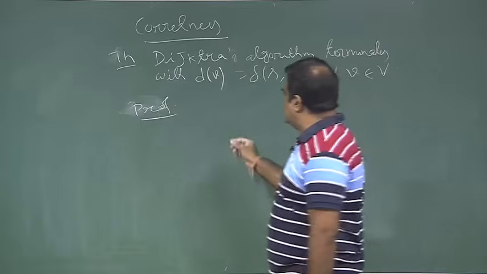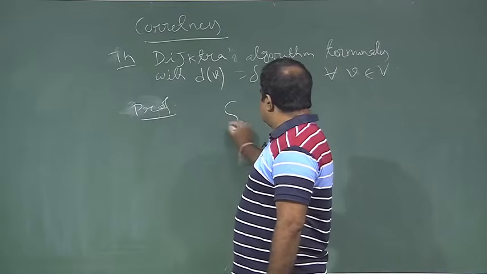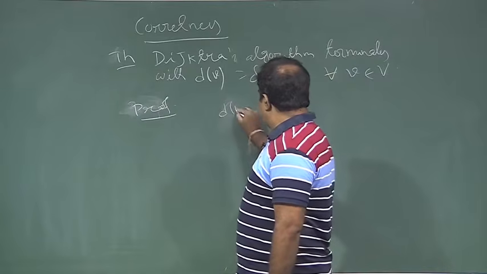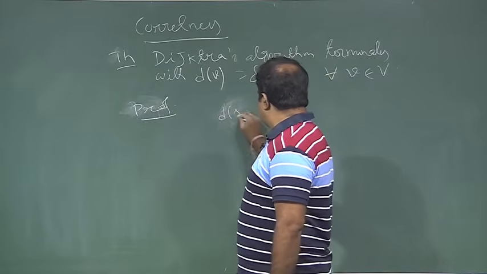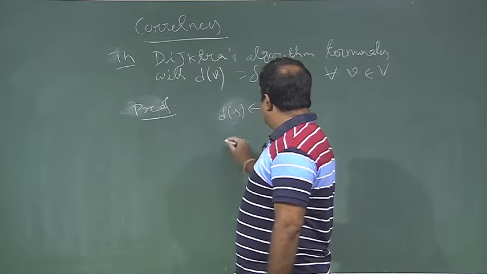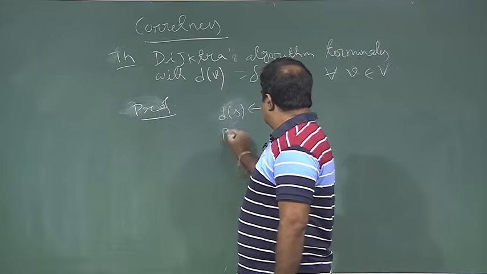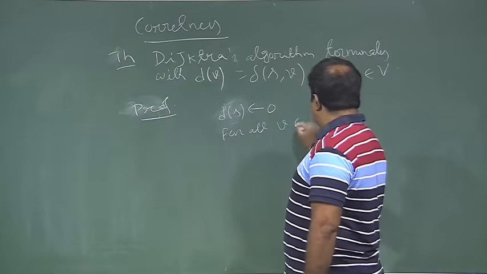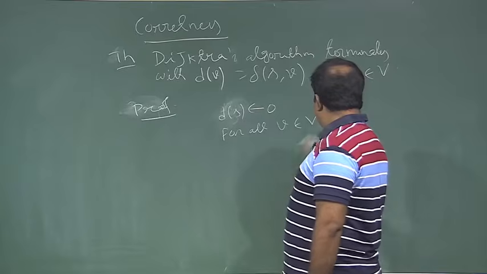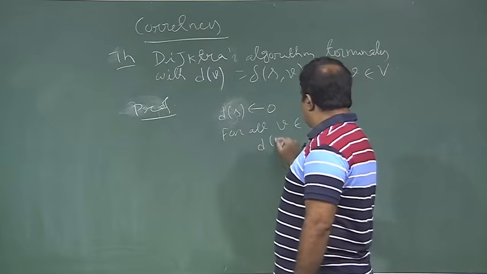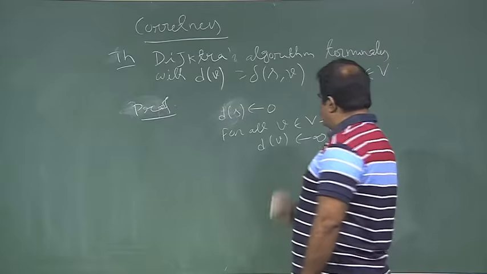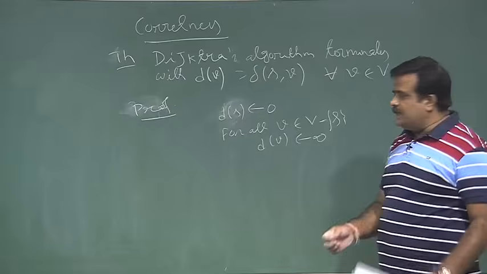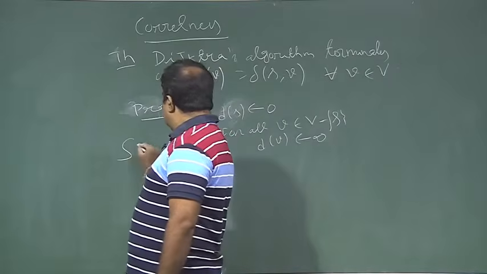So if you recall Dijkstra's algorithm, what are we doing? We are maintaining a set S. First of all, we are initializing each d value. We initialize d of s to 0 and d of all other vertices. This is the initialization step. For all the vertices in V minus S, we put d to be infinity.